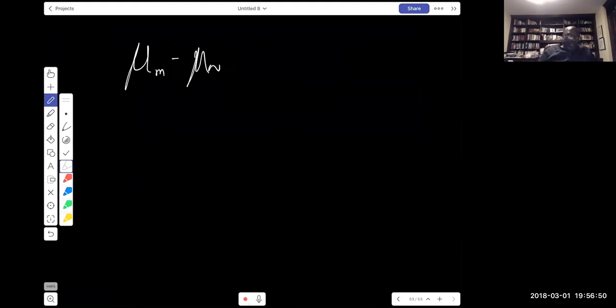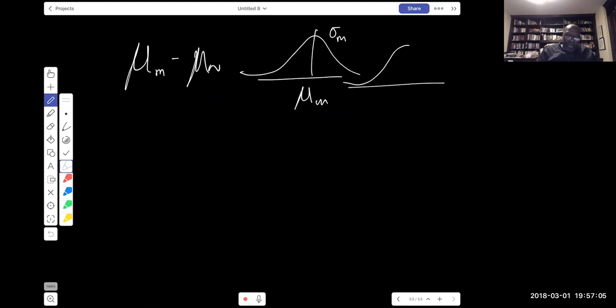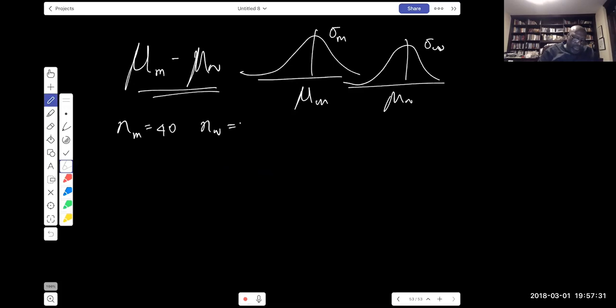So this is what we're interested in, the difference between the population mean for men and women. So if we were to sketch that, it's almost like we have this mean for men, standard deviation for men, and then the mean for women, and standard deviation for women, right? And we're interested in the difference between those two groups of individuals. So what is the information that we were given? We know that the number of men surveyed was 40, and the number of women surveyed was 30.